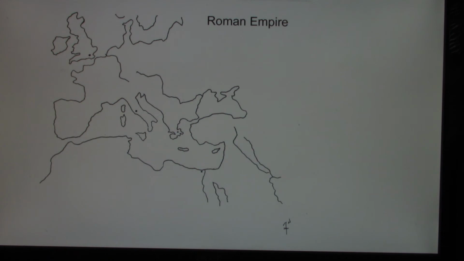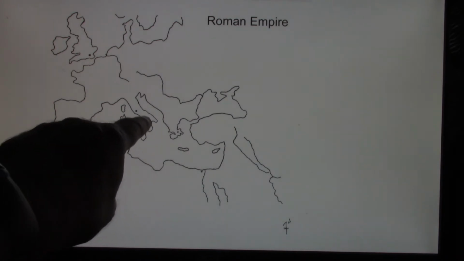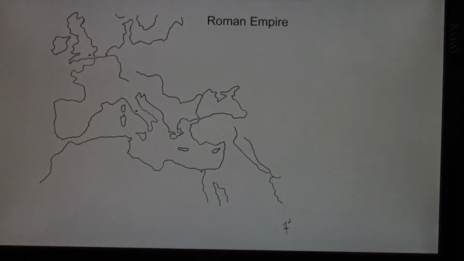Here is a map of the Roman Empire, and Cannae would be right here in the southern part of Italy. Now, you probably will want to put an X in that southern part simply because when we have the quiz, we're going to see that again.